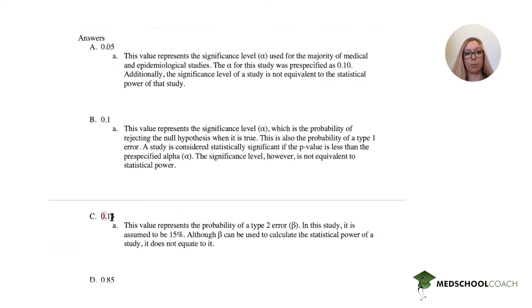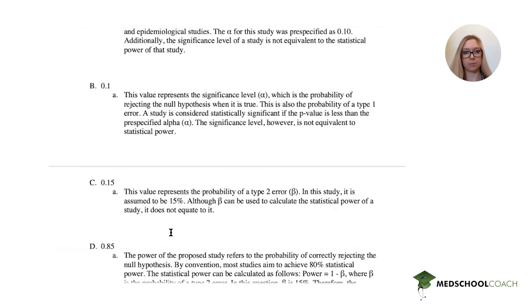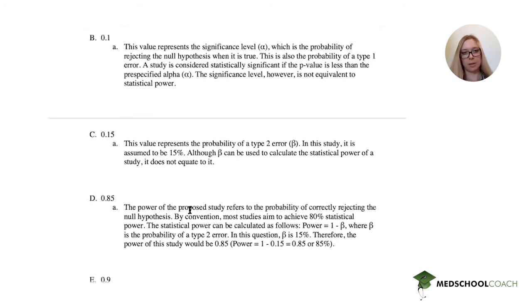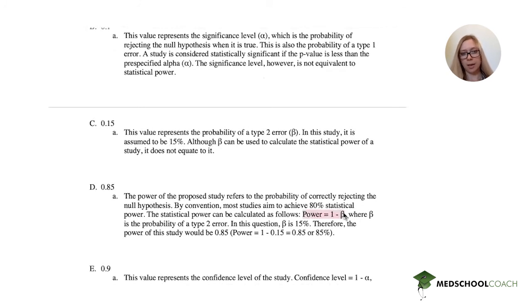So 0.15 is our type 2 error, aka our beta. That's what we were given. So in this study, our beta is 15%. But remember, power is 1 minus beta. Now here's our answer. The power is the probability of correctly rejecting the null hypothesis. And so power is 1 minus beta. Beta is type 2 error. I've repeated myself enough, but power is 1 minus 0.15, which is 85%.